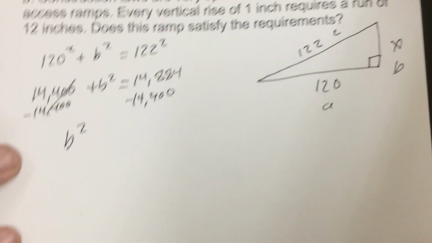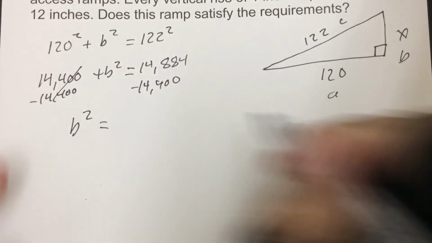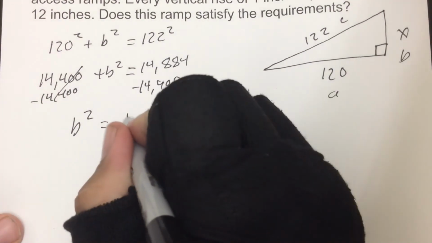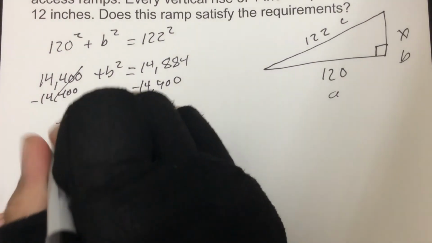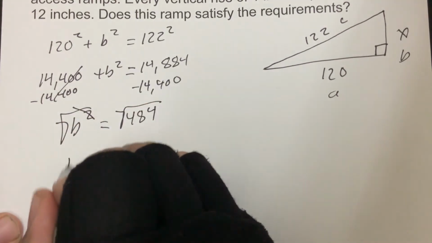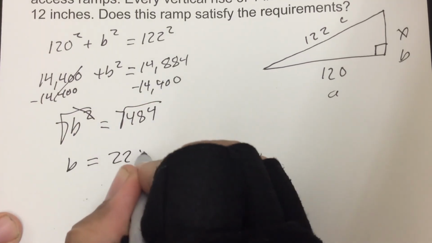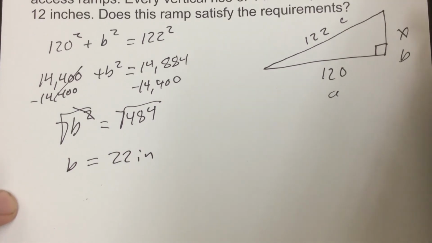B squared is going to end up equaling 484. And when you square root that, B ends up being 22 inches. So that's going to be our vertical distance here. All right.